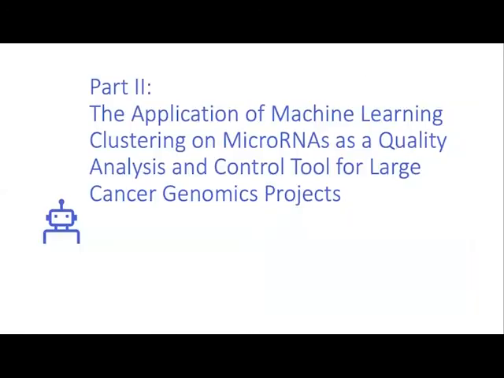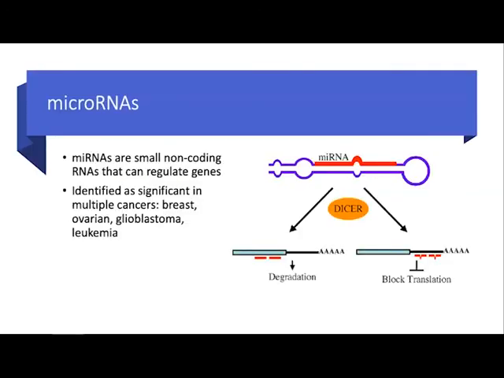The second part of my internship was the application of machine learning on microRNA data as a quality analysis and control tool for projects at the high throughput sequencing facility on campus here at UNC. MicroRNAs are small non-coding RNAs that can regulate genes, for example, by degradation of messenger RNA or by blocking translation. And microRNAs have been identified as significant in multiple cancers, including breast, ovarian, glioblastoma, and leukemia.